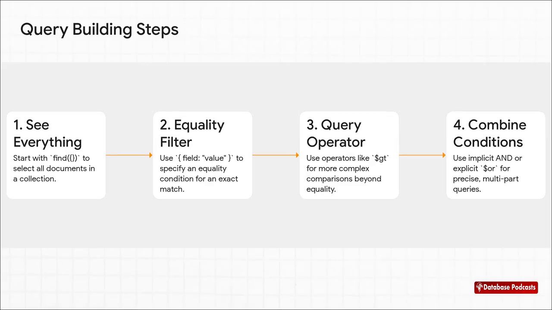All right, so let's just recap the whole game plan here for building a good query. It's all about adding layers. You start wide with a simple find function to see what you're working with. Then you narrow things down with a basic equality filter. After that, you can bring in the power of operators like $gt for more complex logic. And finally, you combine conditions to really zero in on the exact data you need.